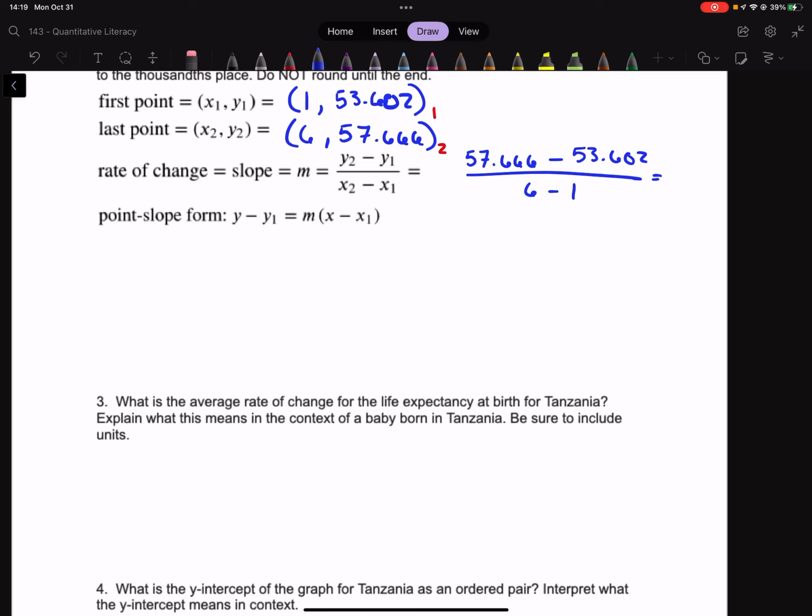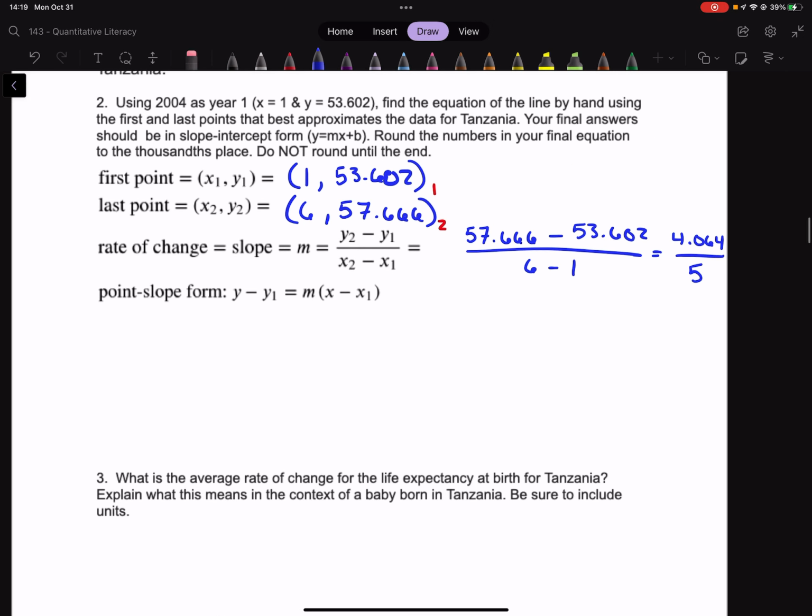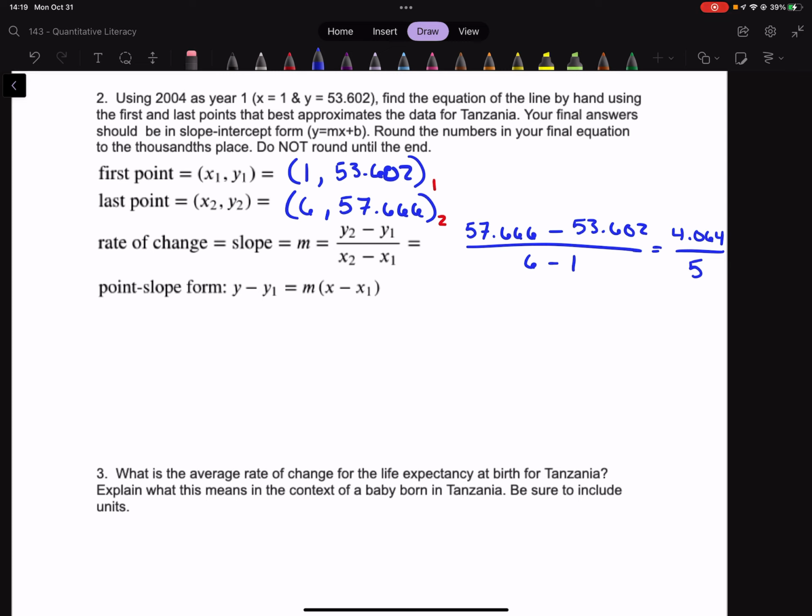Now, what is 57.666 minus 53.602? We'll type them in our calculator. And I end up with 4.064 divided by 6 minus 1, which is 5. Now that's our slope, but we should probably go ahead and divide that out. So 4.064 divided by 5 gives me, and this is my slope, by the way, a slope of 0.8128. And you've got to think about, this is years, as your life expectancy increases over the course of a year. So you're seeing each year the life expectancy of infants increase that much.